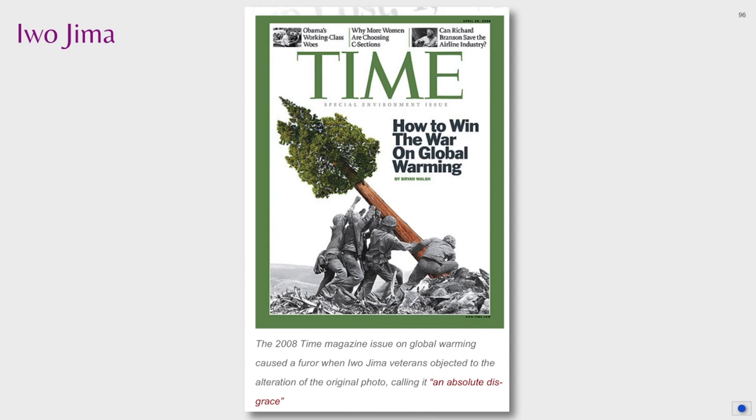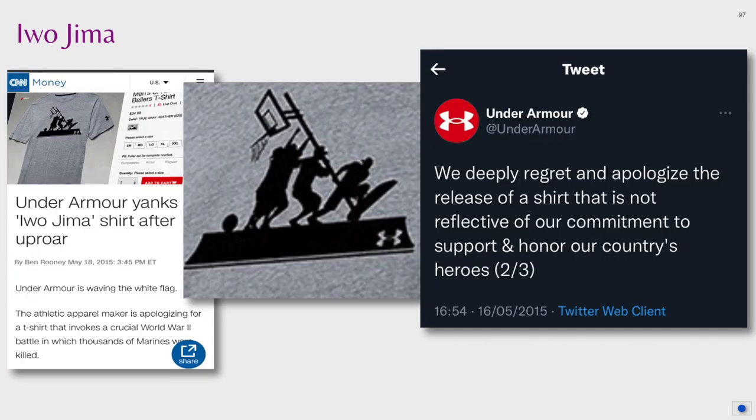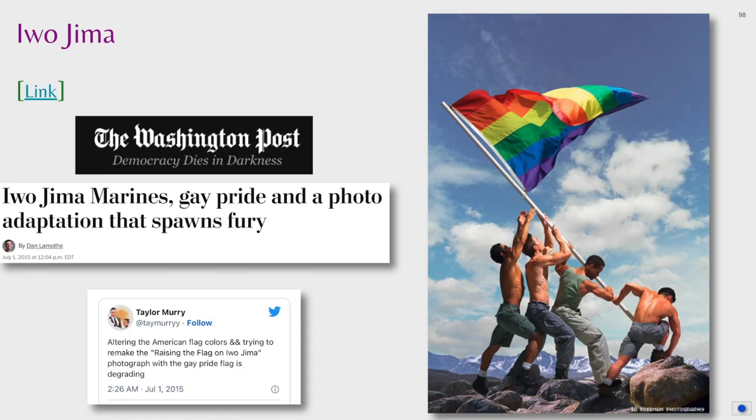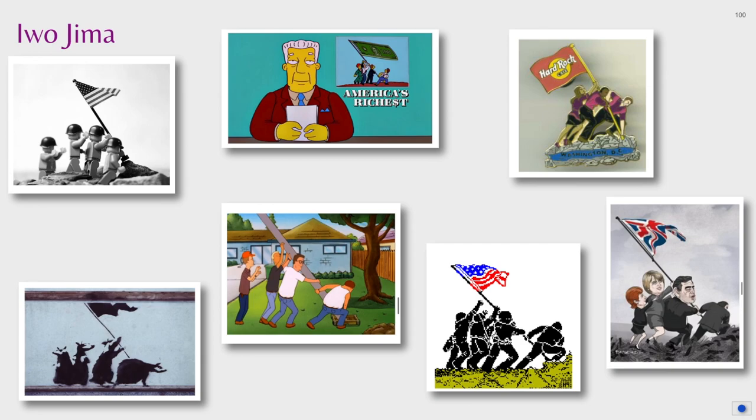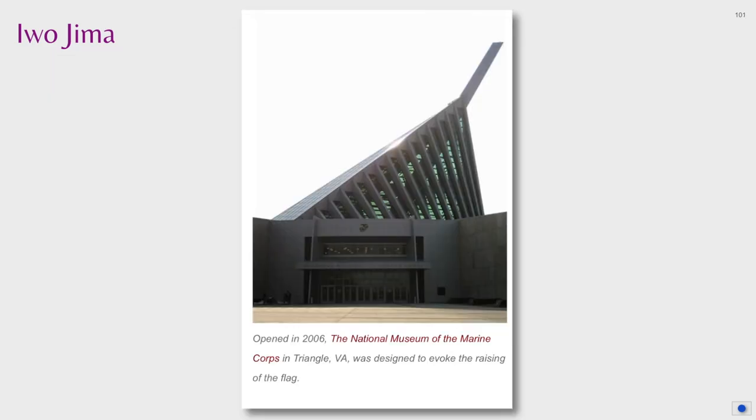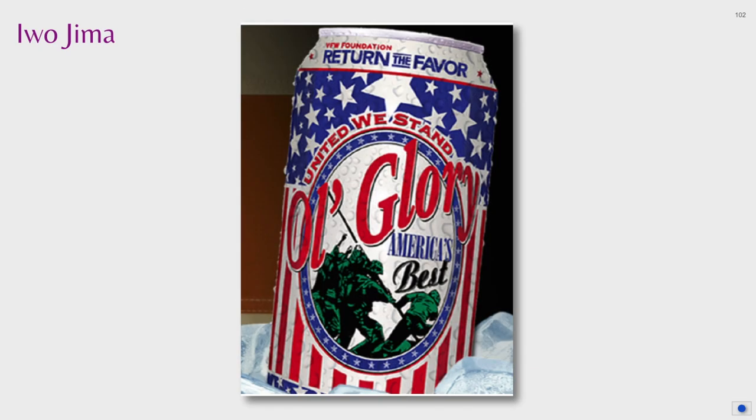Time magazine was branded an absolute disgrace for using this image on the cover of their global warming issue. Under Armour withdrew this T-shirt design with deep regret. And this spawned fury, according to the Washington Post. But the image has been parodied in many places, including on album covers, and of course by Lego, The Simpsons, Hard Rock Cafe, British political cartoons, pixel art for a game, King of the Hill, and Banksy again, and buildings, and beer.